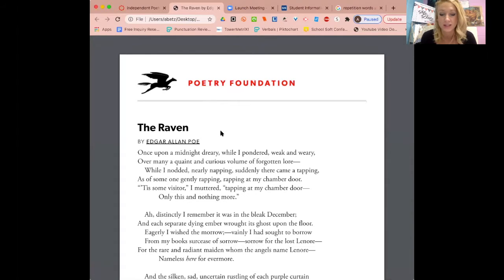pieces on your checklist. So I'm going to go ahead and show you an example of what this will look like so that you have an idea in your mind, and so that you can see a model, because I always think it's helpful for you to see a model.